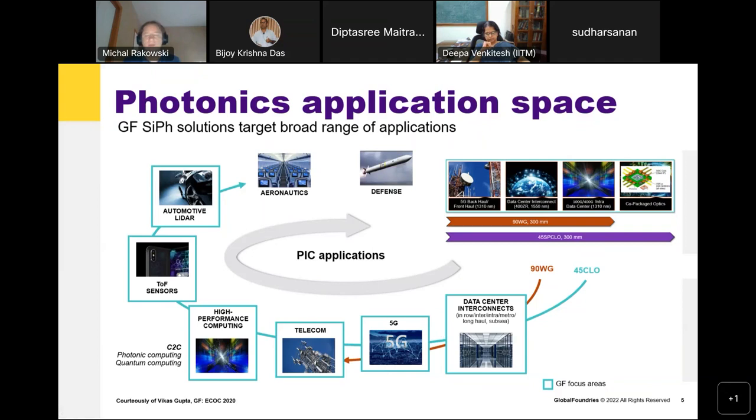Those are the primary focus of the GF development and building blocks. Our older technology, 90WG, covers most of them. 45SPCLO, the one I'm talking about right now, is bringing significant improvement in terms of performance, but also enabling new functionality, especially looking at co-packaged optics and short reach interconnect.